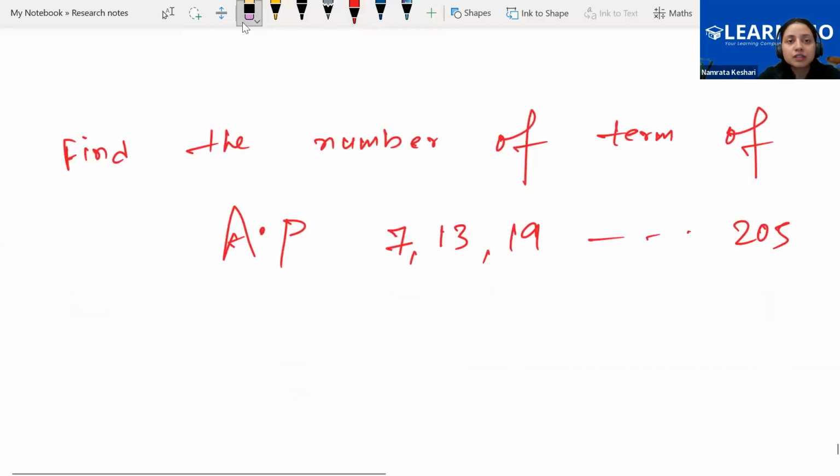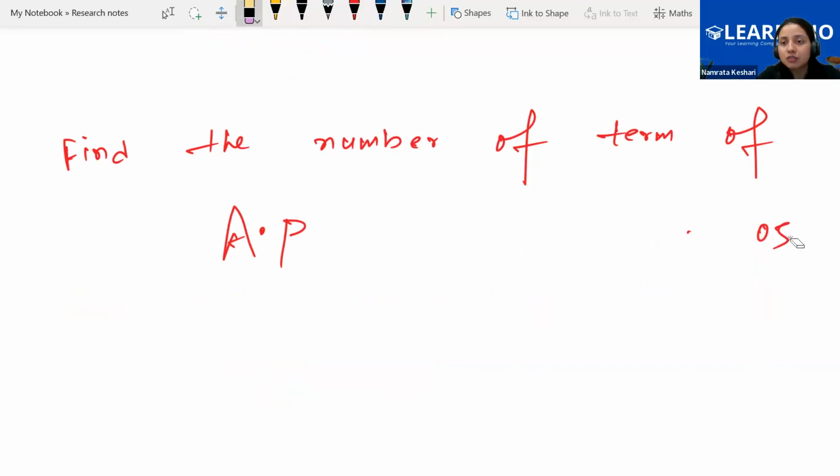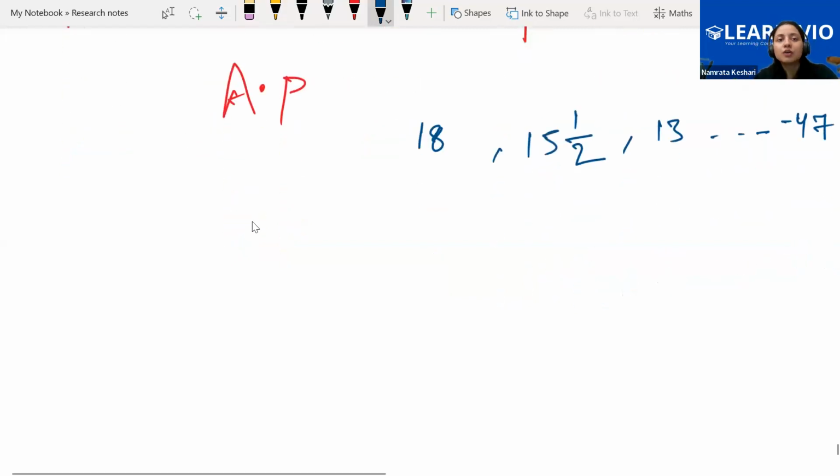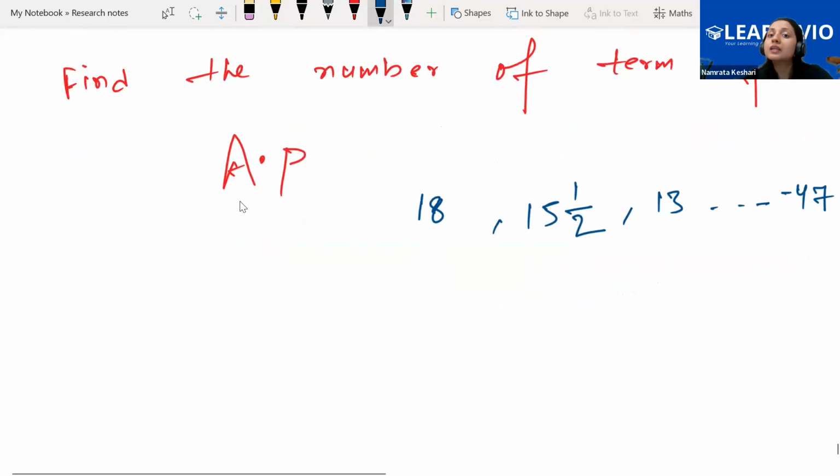Or rather than this one, just a second. Just take a pause. Let me change the number. Rather than doing two questions, this one is quite simple, we are having just the integers. Do this one. Here we are having fractional numbers. If you will be able to do this one, that means the previous one is simpler than this one. Definitely you will be able to do that also. Do this one. Here you have to find the number of terms. How many terms are there in this AP?